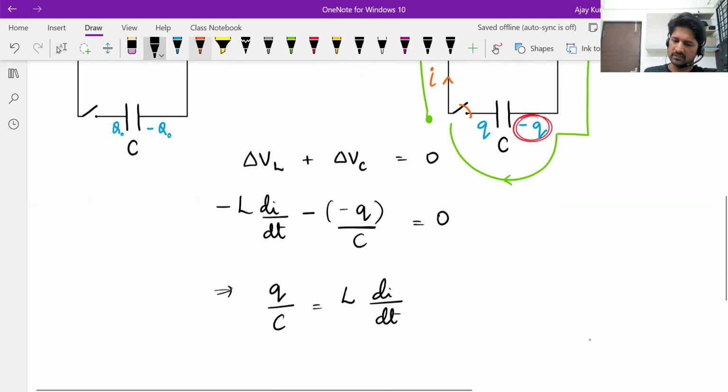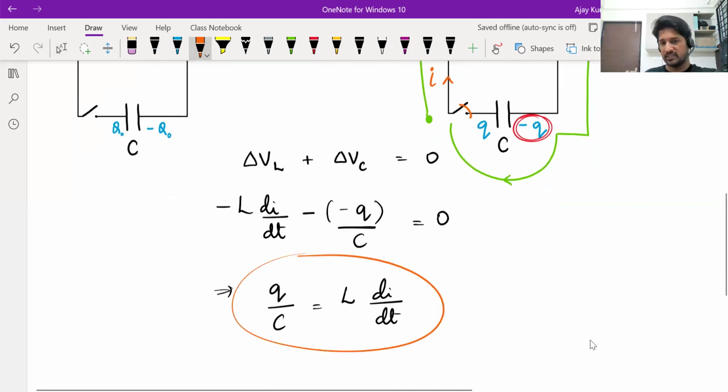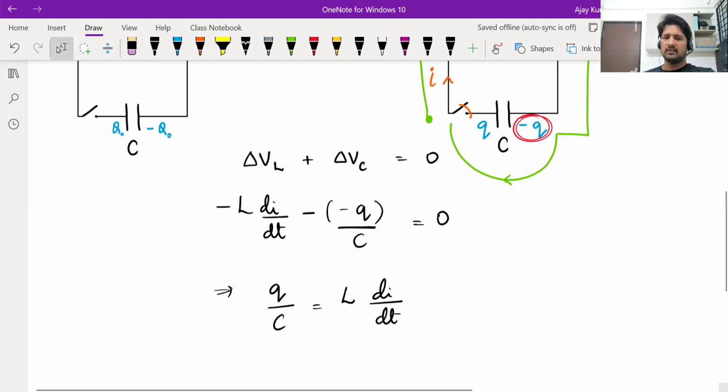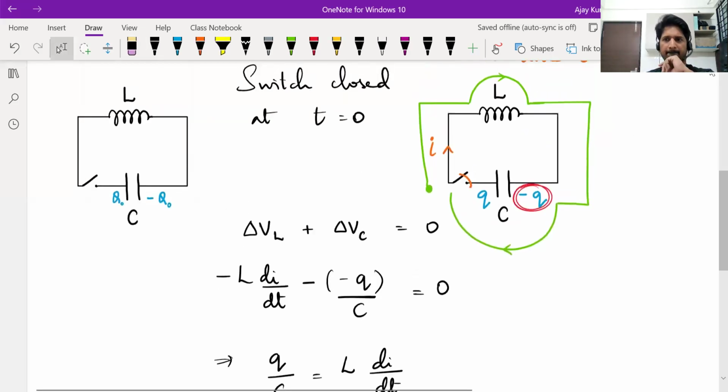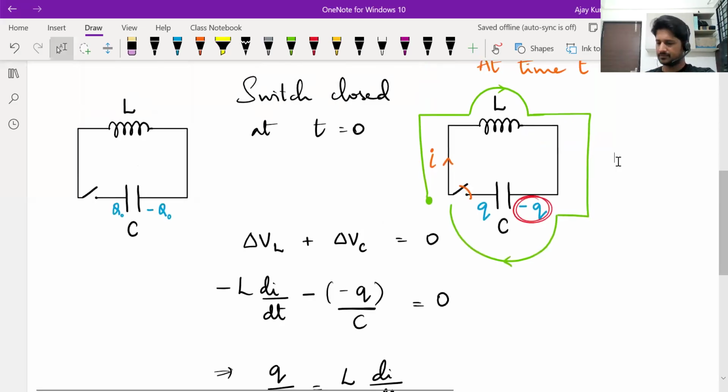So there are two variables in this equation. Of course, three. Time is anyway a variable. So there are three variables in this equation. We'll have to convert it to a two variable equation. One of you tell me, how is current related to charge?